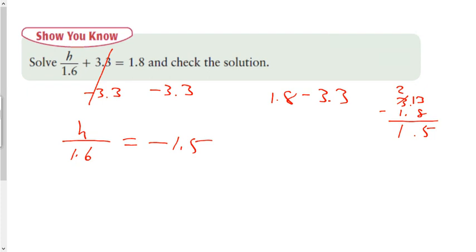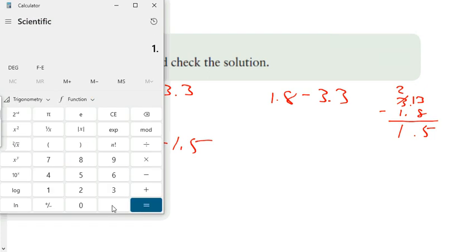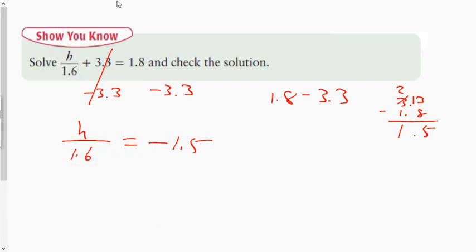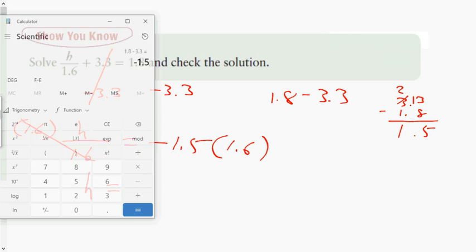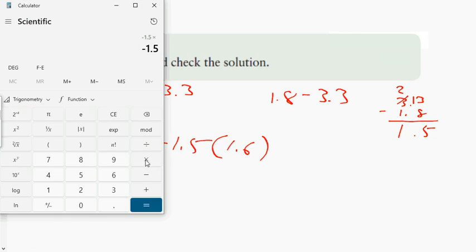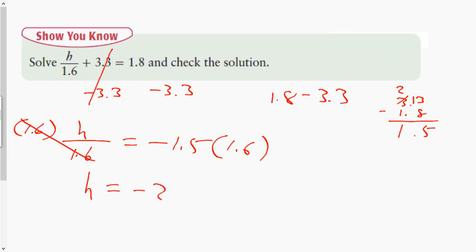Now, I'm okay if you don't grab a calculator, or if you grab a calculator and do it. 1.8 take away 3.3 equals negative 1.5. But you do have to know that that's negative 1.5, not positive 1.5. Once we have that, we're going to multiply both sides by 1.6 to get rid of the dividing. And h will equal that number multiplied by a positive 1.6. Negative 2.4 is our solution.